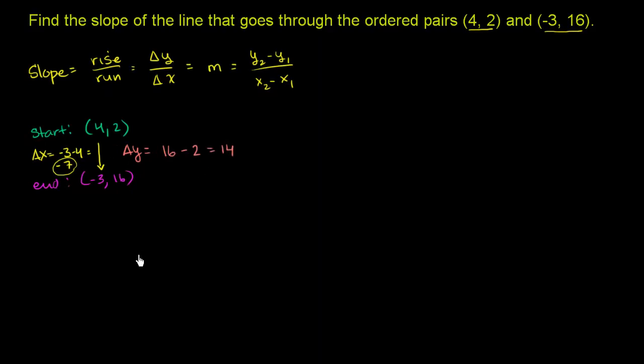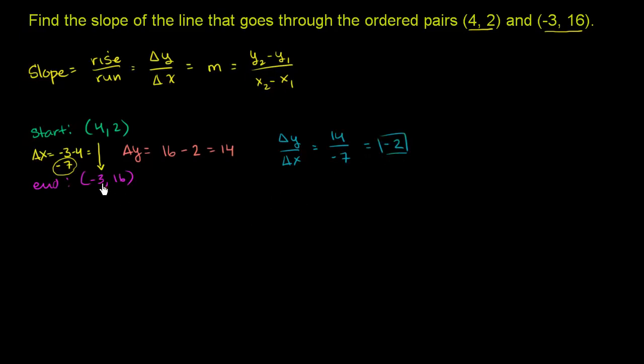So what is the slope over here? Well, the slope is just change in y over change in x. So the slope is change in y over change in x, which is, our change in y is 14, and our change in x is -7. And if we want to simplify this, 14 divided by -7 is -2.